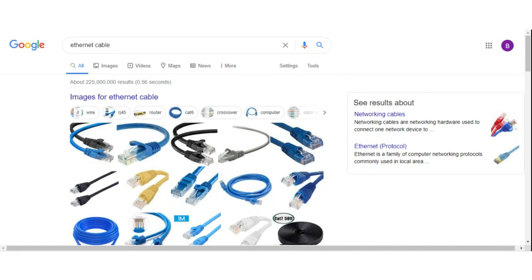A hub. It's used to connect multiples. Let me just clarify it for you.